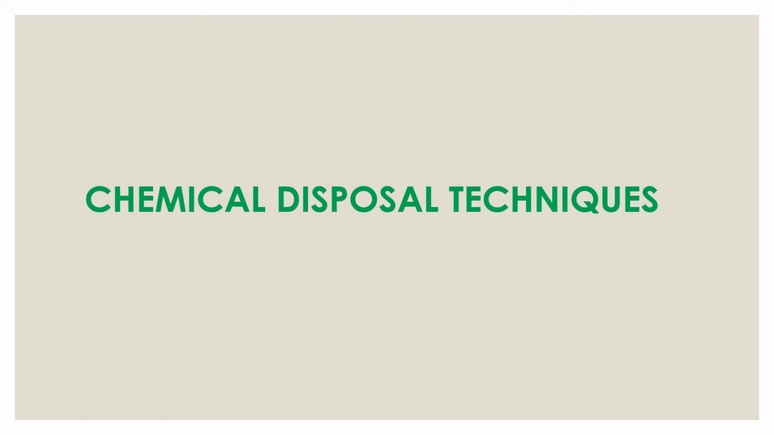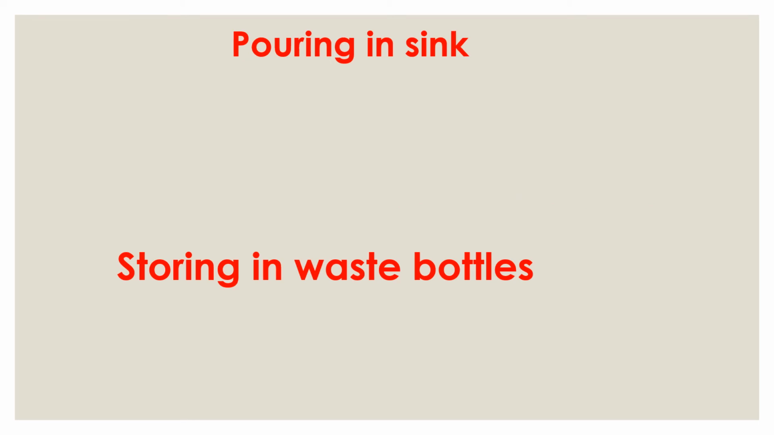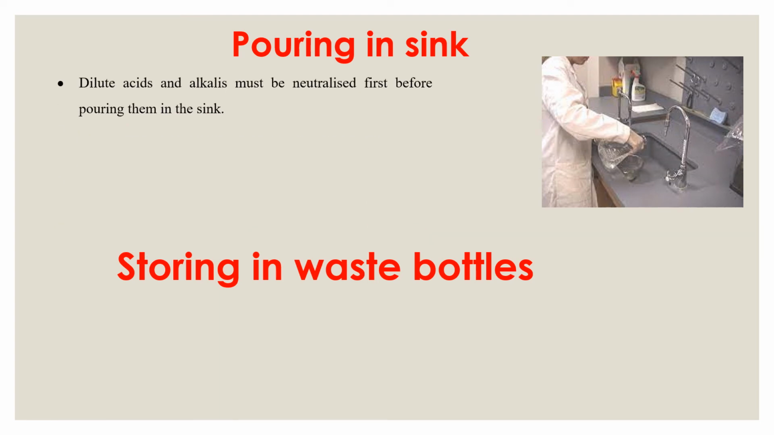After we learn how to keep the different hazardous materials in check, we must also know how to dispose of the chemicals in a proper way. So let's see how the different chemicals can be disposed of in different manners. There are certain chemicals which can be poured into the sink, and these include acids or alkalis. But before we pour them down the sink, we must always neutralize them first.